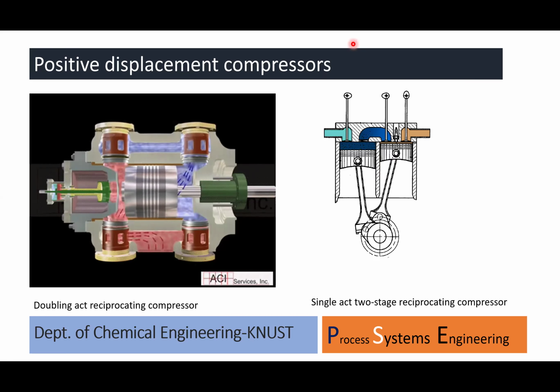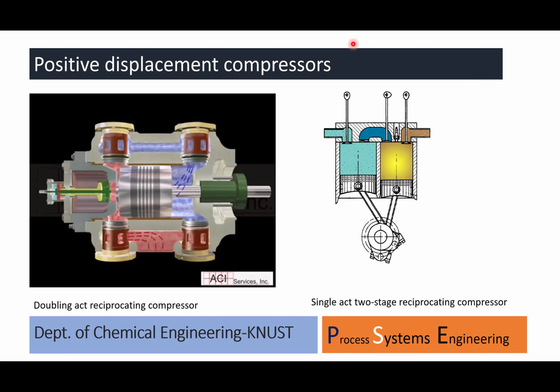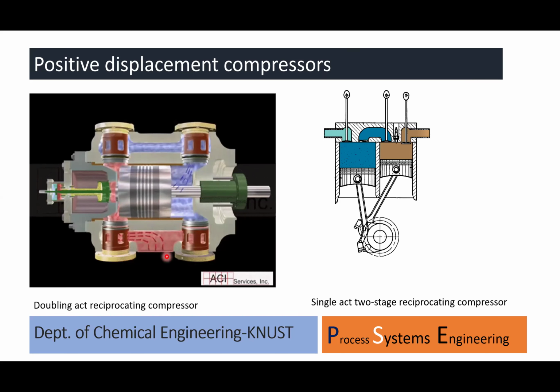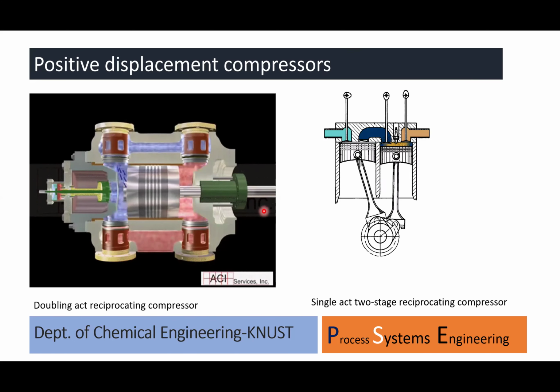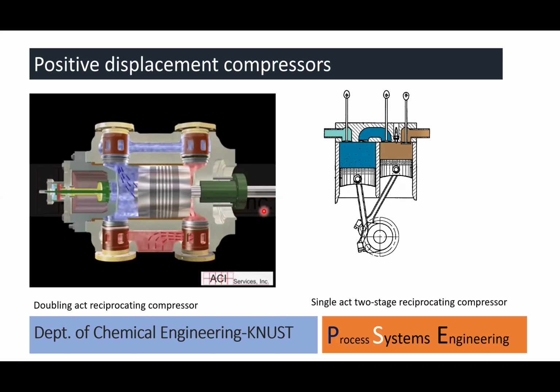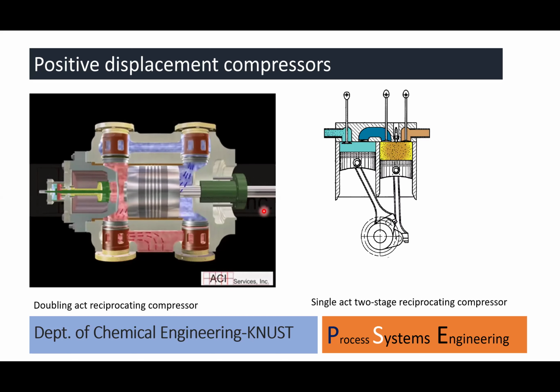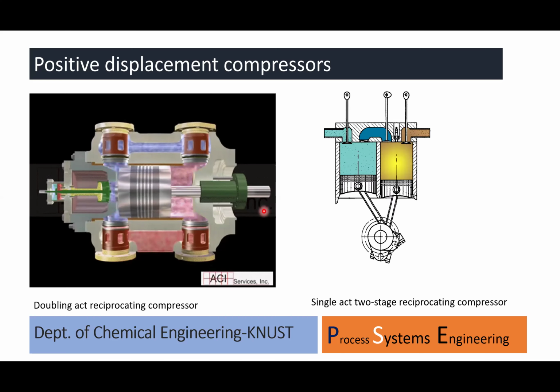So these are examples of the compressors we can have. We can have a double acting reciprocating compressor, or we can have a single acting reciprocating compressor. For the double acting, as it moves in one direction, fluid is drawn in at one point and then pushed out at one point. And as it moves in the other direction, fluid is pushed out from the initial point where it was being drawn in.